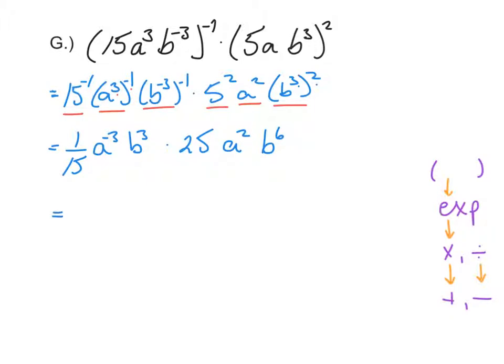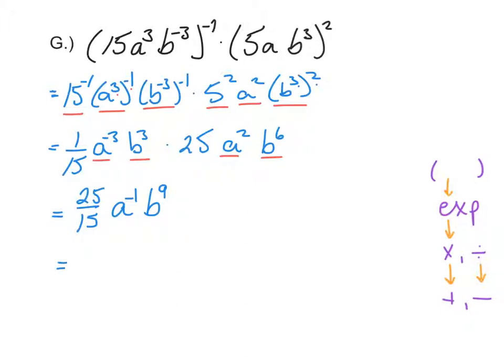For the next step, let's combine just a little bit more. For instance, in the numbers, 1/15 times 25, that's 25 over 15. The a's, we'll take a to the negative third times a to the second. Since we're multiplying, we add the powers. Negative 3 plus 2 is negative 1. Same thing with the b's. B to the third times b to the 6th. We're multiplying, so add the powers to get b to the 9th.